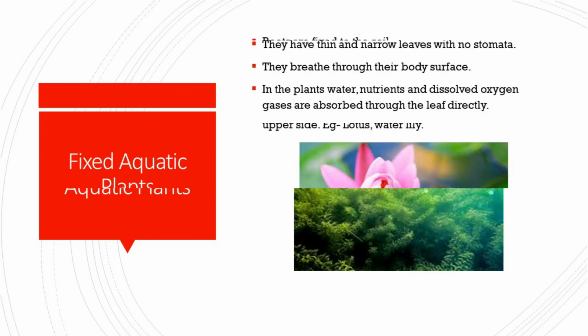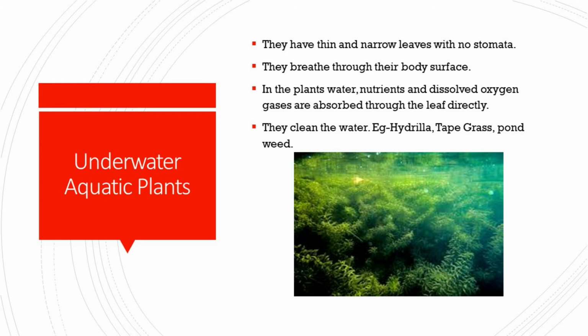The third type of aquatic plant is the underwater aquatic plant or submerged aquatic plant. All the plants are underwater. They do not come out of the water. They have very thin and narrow leaves with no stomata. Since they are inside the water, stomata are not found in this type of aquatic plants. And the leaves are very narrow so that they can flow easily in the direction of the water.